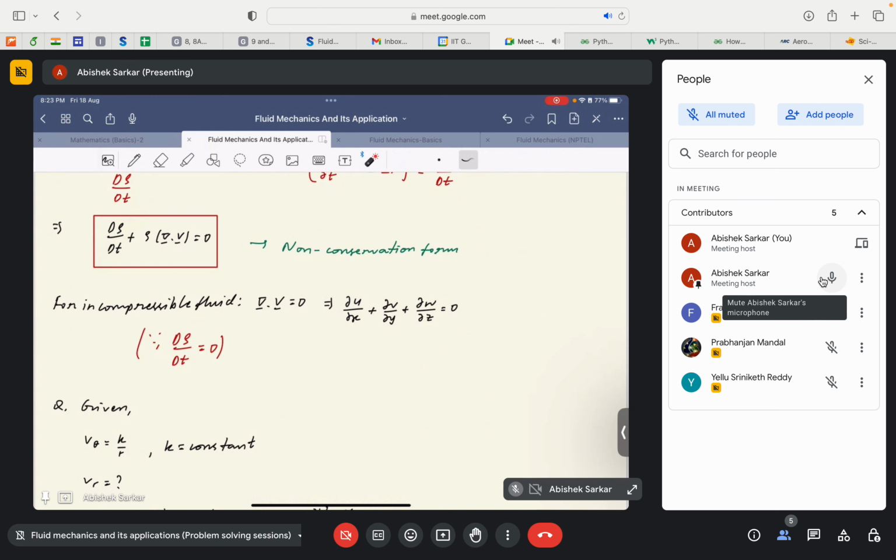So we are just left with this term. Rho is considered to be constant. We can take it as having some certain positive value, so we can take it in the denominator. It essentially gives us that the divergence of the velocity field is equal to 0 for an incompressible fluid. It does not need to be steady or unsteady, but it must be an incompressible fluid.